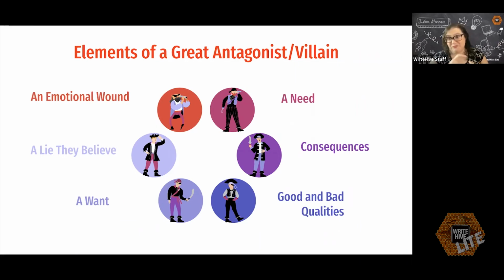So again, what they stand to gain and what they stand to lose should be opposite of each other. Your character, when it's a protagonist, needs good and bad qualities. This is also true for your antagonist and your villain. Give them something that's good about them. Give them a save the cat moment. Doesn't mean they're not a bad guy.